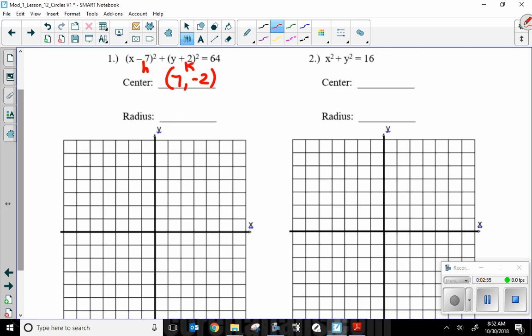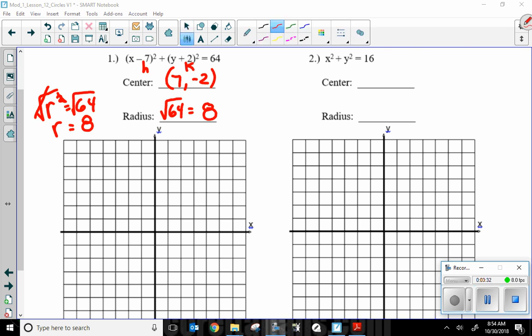Now, the radius is not 64. The radius squared is 64. So if the radius squared is 64, in order to find the radius, I need to take the square root. The square root of 64 is 8. So my radius is 8.